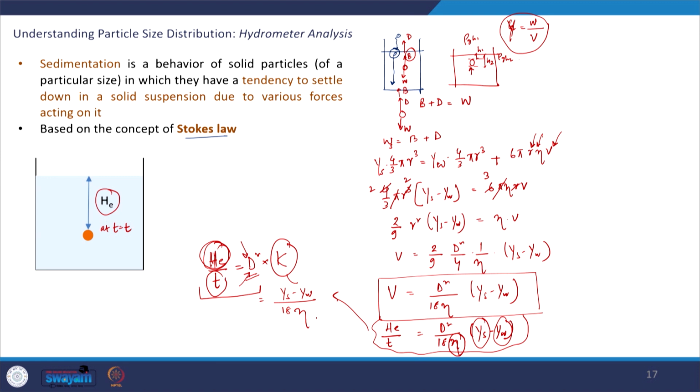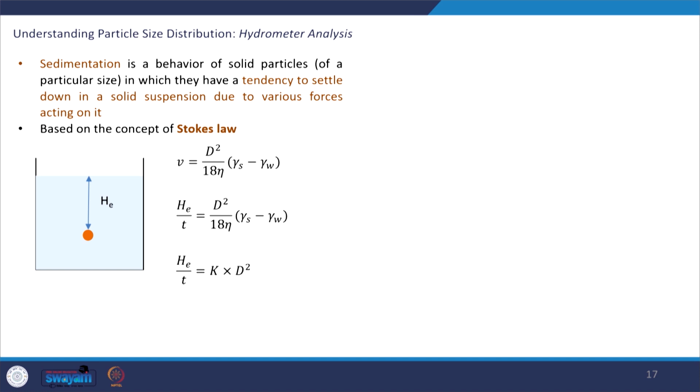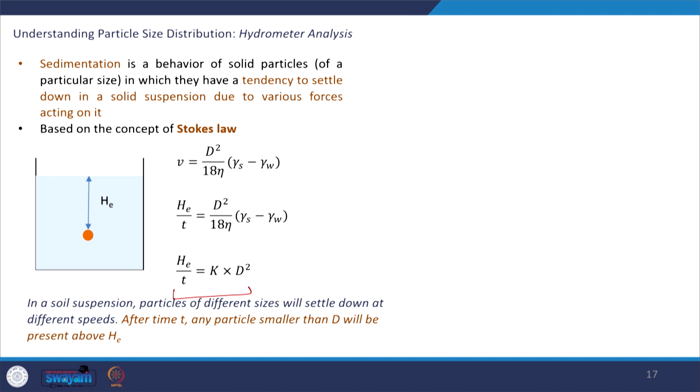So I hope again these concepts are clear to you, this derivation is clear to you, because we will use this idea while understanding the hydrometer analysis and its use in the calculation of percent passing 75 micron sieve, or developing the sieve size distribution curve for the materials passing 75 micron sieve. Once we know this concept, let us try to understand it further.